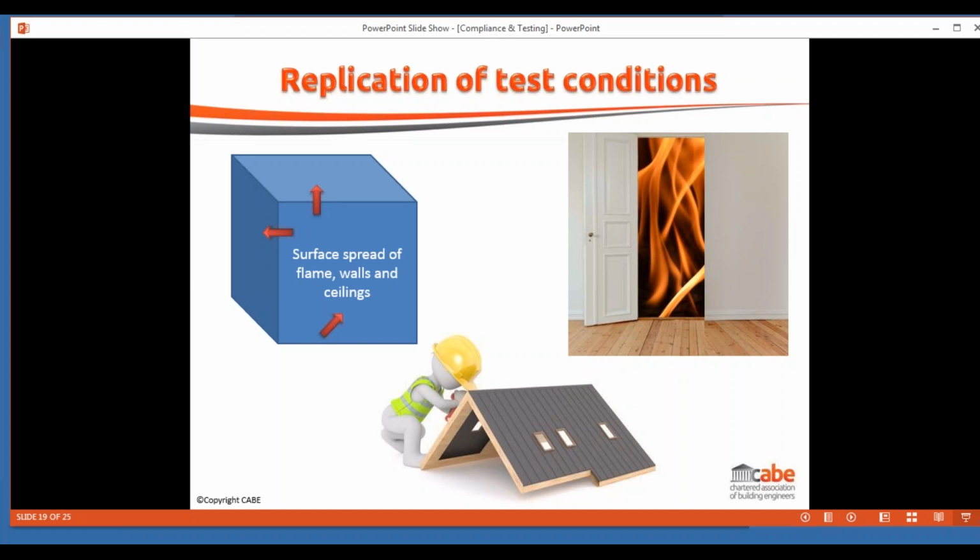So we have to look at the methodology. And I mentioned just now surface spread of flame. If you're looking to bring a new wall finish to the marketplace, then when you test, you actually test in a small box type room, and you would apply that material to the wall and the ceiling to carry out the test. So again, not necessarily exactly how you might be going to test the material or use the material.